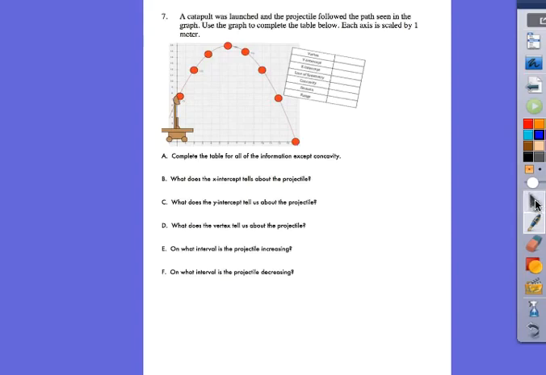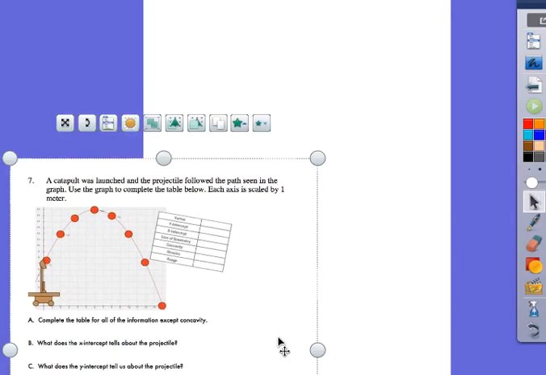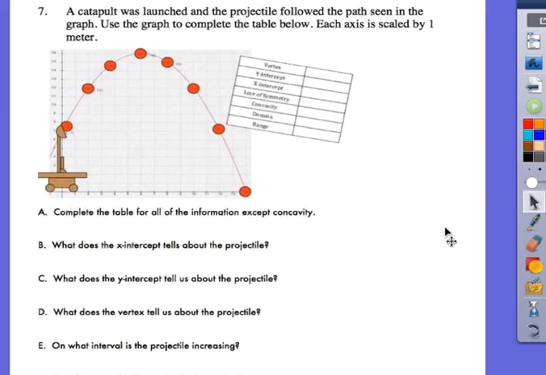All right, number 7. Now we have a catapult. Do you guys know what a catapult is? It's something that can launch a projectile, an object, into the air. Okay? So a catapult was launched and the projectile followed the path seen in the graph. Use the graph to complete the table below. Each axis is scaled by 1. That just means that this is 1, 2, 3, 4. It's numbered. It's kind of hard to see, though.